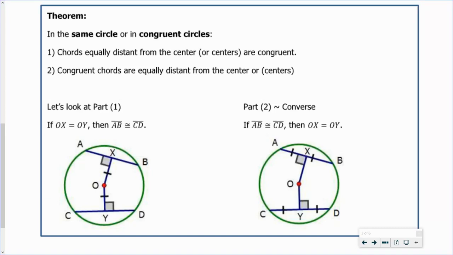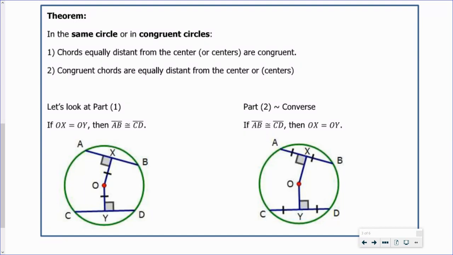Okay, so we're back with part two of the video lesson that we started in the last one. Let's take a look at this theorem and then we're going to apply it to solve some problems. This theorem reads that in the same circle or in congruent circles, chords equally distant from the center or centers are congruent, and congruent chords are equally distant from the center of the circle.